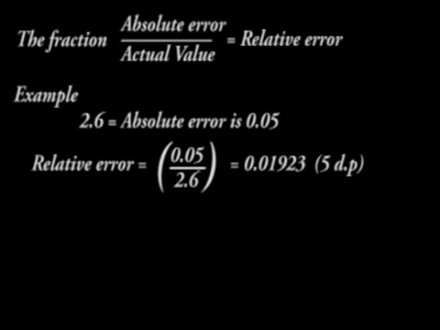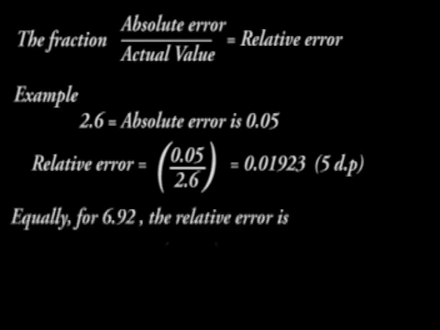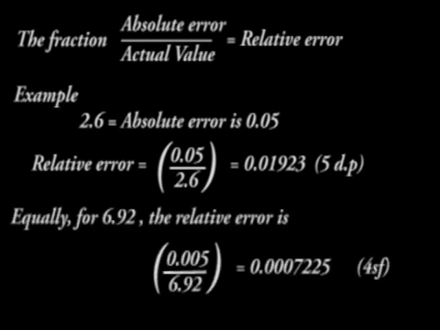Relative error. The fraction absolute error over actual value is called the relative error. Example using the above cases: 2.6, the absolute error is 0.05. Relative error is 0.05 over 2.6, which is equal to 0.0192. Equally, 6.92, the relative error is 0.005 over 6.92, which is equal to 0.0007225.